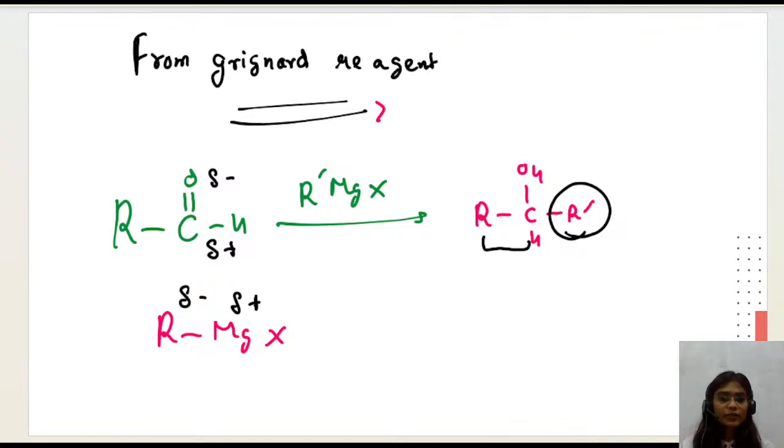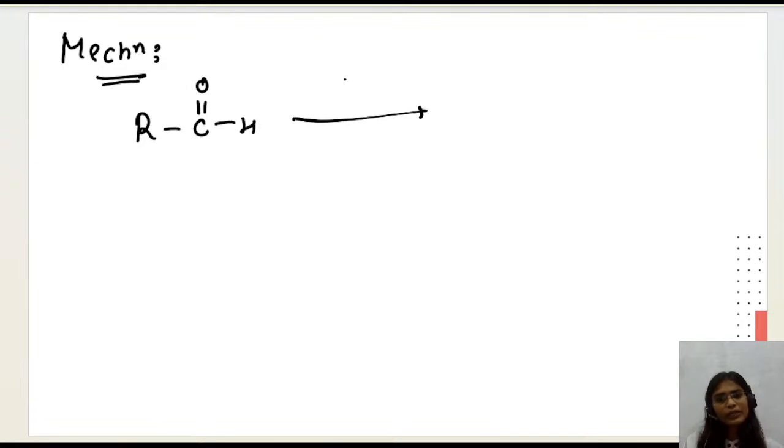So let's discuss the mechanism for this Grignard reagent reaction. For this reaction, the mechanism is the very important part. You will be having some RCHO, this is an aldehyde. I will tell you about the ketone as well, just wait for a while. Now you're using some RMgX. As we discussed, there's a negative charge and a positive charge, and here the oxygen got a negative charge and this carbon got a positive charge.